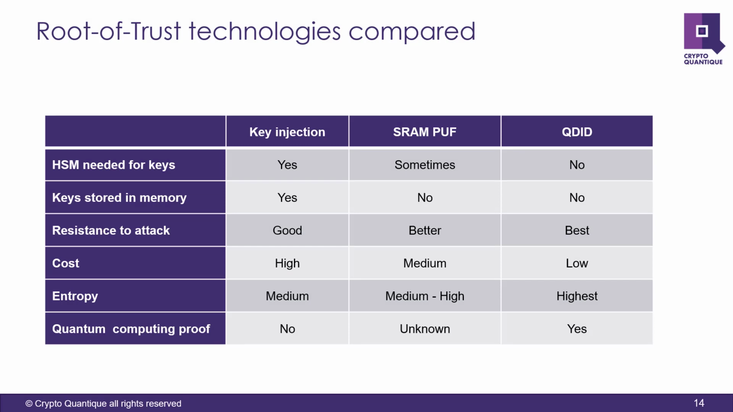So let's compare these different root of trust technologies. Let's compare against key injection, SRAM PUFs, first generation PUF, or the QDID, which is a second generation PUF. So do you need an HSM? Obviously you do for key injection. For an SRAM PUF, sometimes you need it because it's limited in the number of keys it can create that are uncorrelated. So you may need to send keys into an SRAM PUF to be wrapped by the PUF. The QDID, of course, doesn't need keys.